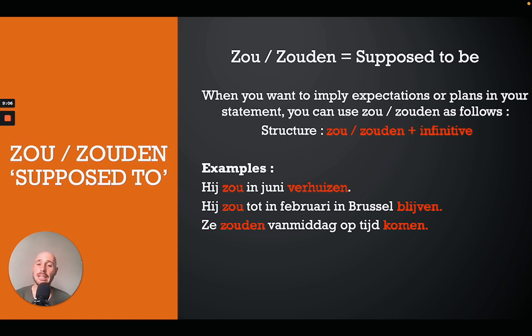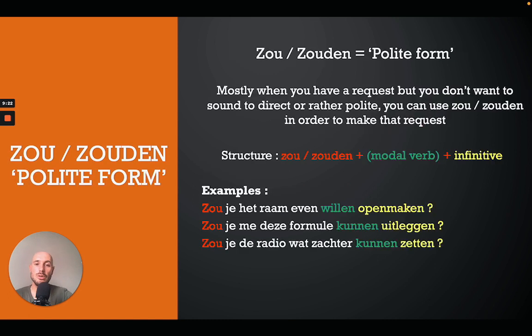Alright? So don't forget to separate also your verbal group. Zou, beginning next to your subject, your infinitive of your main verb, you will place it at the end. So this zou plus infinitive means supposed or supposed to be. We'll go and take a look at the next one, and zou and zouden can also be used as a polite form.